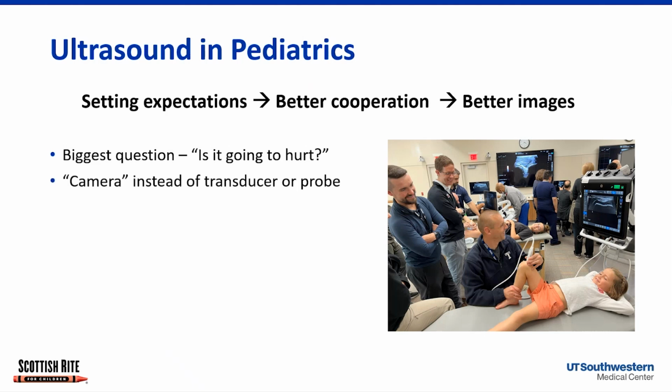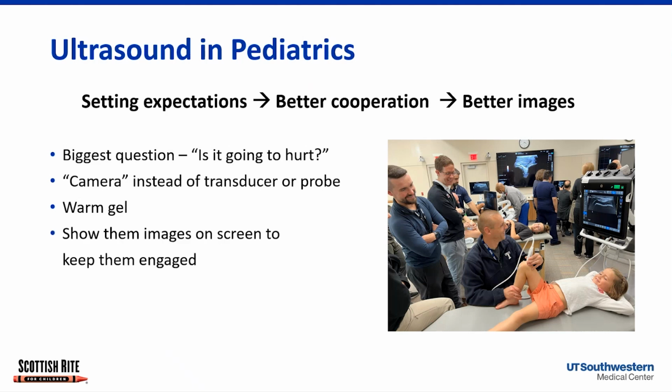Use words that they understand, right? I say, okay, here's a camera. We're going to put it on your skin and it's going to make a picture. We're going to see what's inside of you. This is really cool, right? And then another big thing for kids is if you can get a gel warmer. A lot of the machines have built-in gel warmers, but some do not. And so, you know, put that cold gel, they're like, oh, they kind of freeze up. They're already maybe a little uncomfortable. So warm up that gel. That'll help out a little bit. And then keep them engaged. Show them that the images on the screen can be helpful.